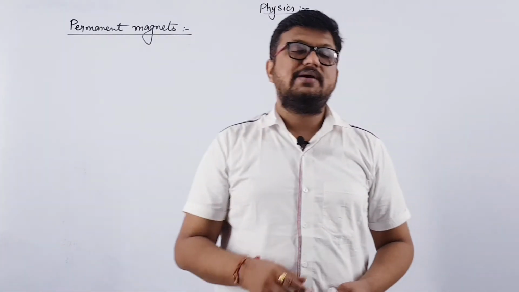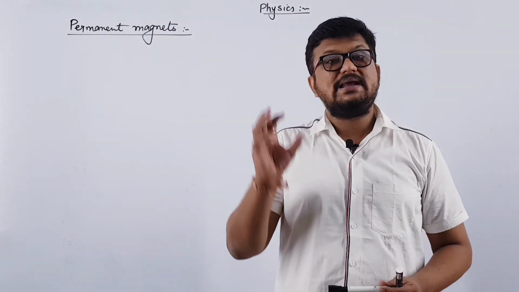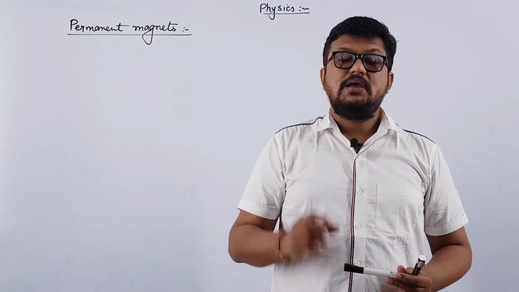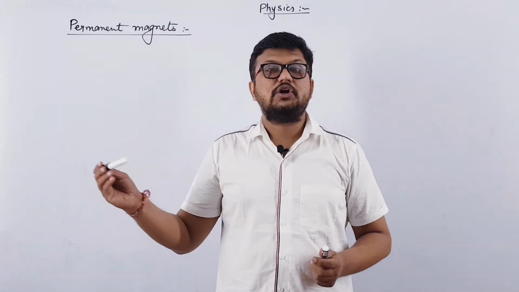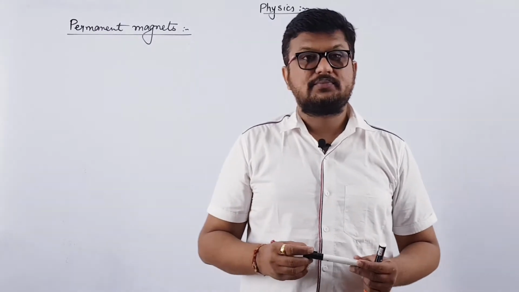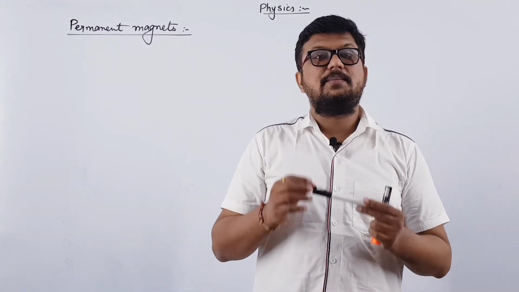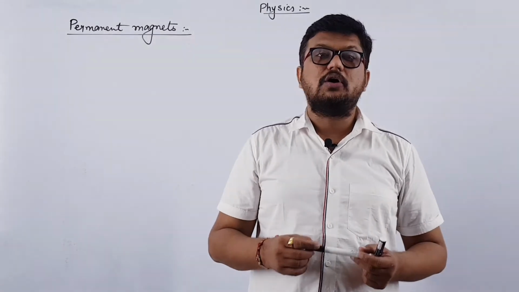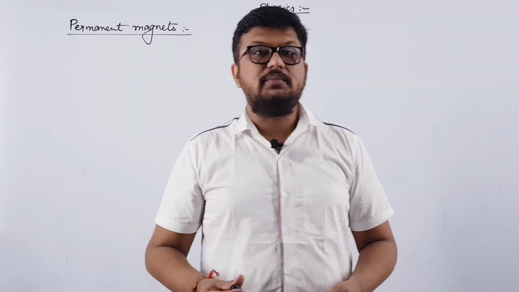But the best way to get a permanent magnet is to take a ferromagnetic material and place it inside a solenoid, and allow current to pass through that solenoid. In that case, the material will get magnetized and it will retain its magnetic property for a longer period of time, depending on the type of material.